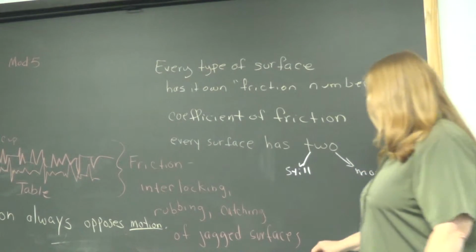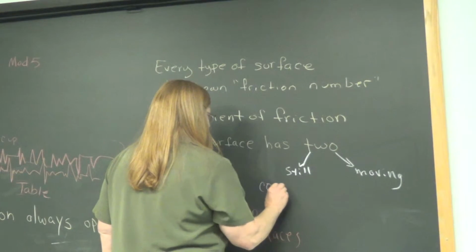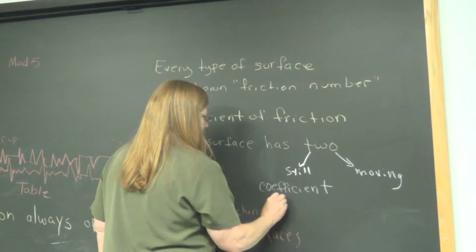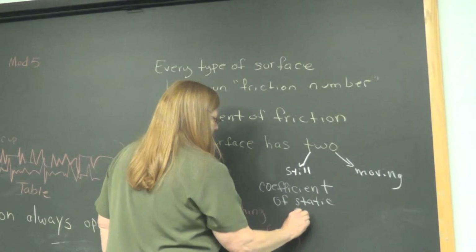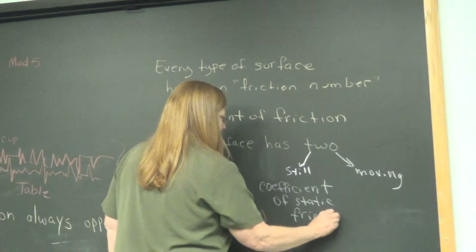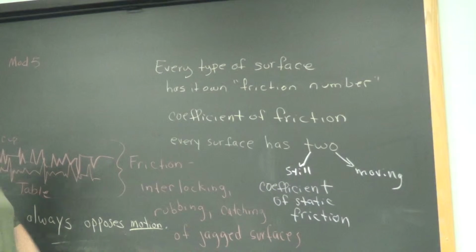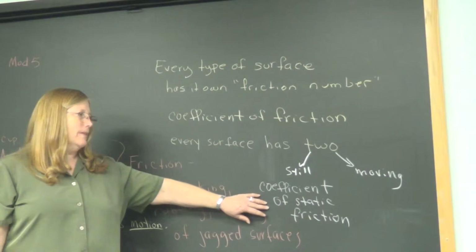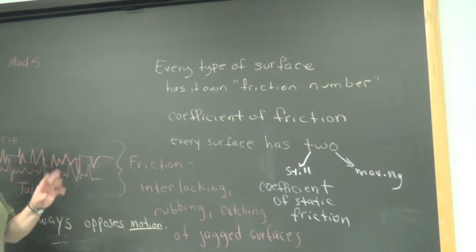What should we call the still one? We will call it the coefficient of static friction. Sounds like a big fancy name, but the concept is simple. It's the number associated with the surface when the object is still and you have to push it from standstill. Coefficient of static friction. It has a symbol, but I'll give you the other name first.